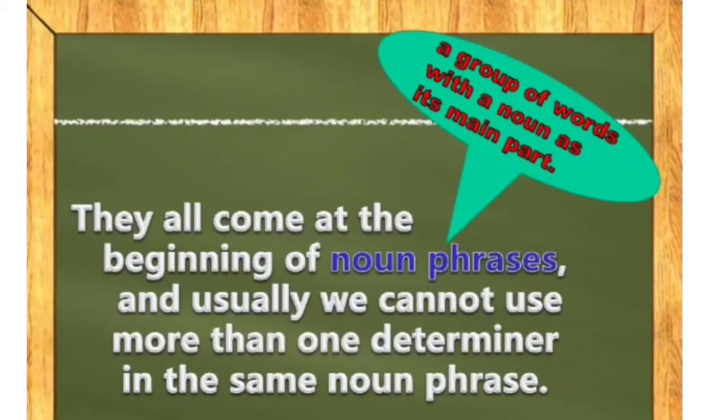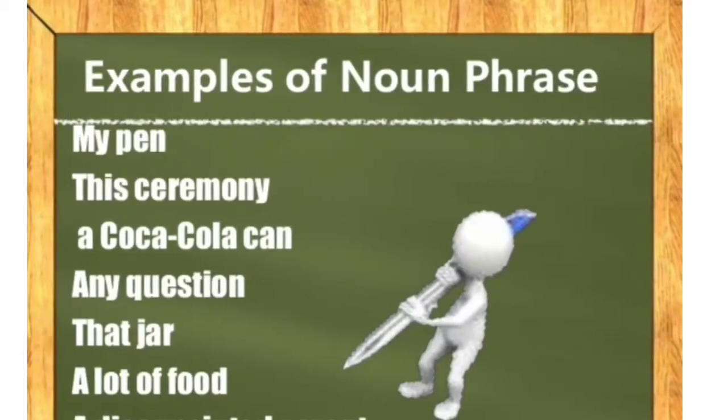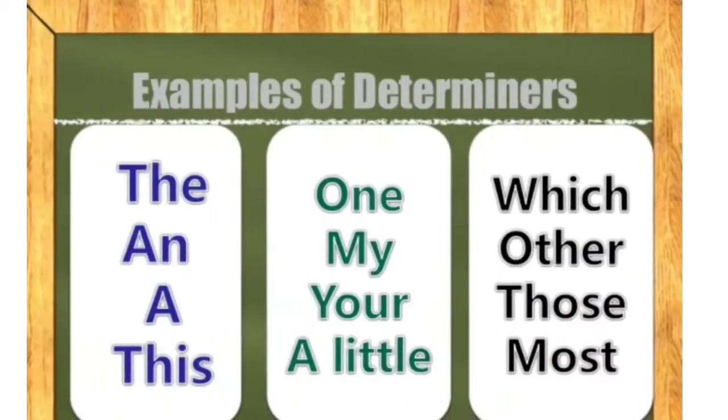They all come at the beginning of a noun phrase, and usually we cannot use more than one determiner in the same noun phrase. What is a noun phrase? A group of words with a noun as its main part. Now, examples of noun phrases: my pen, this ceremony, a Coca-Cola can, any question, that jar, a lot of food, a disappointed parent.